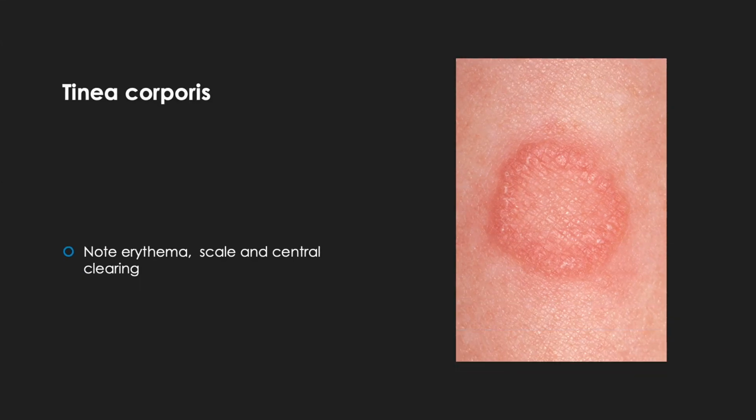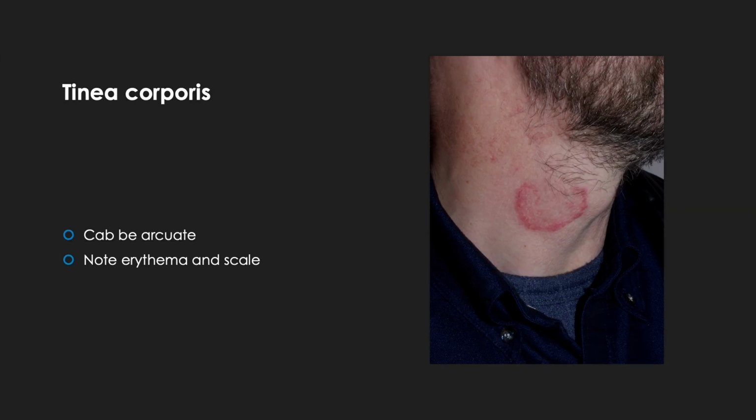Here's a close-up of a lesion of Tinea corporis. Note that there's central clearing, a red ring, but surmounted on this is superficial scaling, and you could accentuate this by scraping it with a scalpel blade. Here you can see a lesion of Tinea corporis on the neck. They may be annular, they may be arcuate or horseshoe shaped as here, but note there's peripheral erythema and there's peripheral scale.